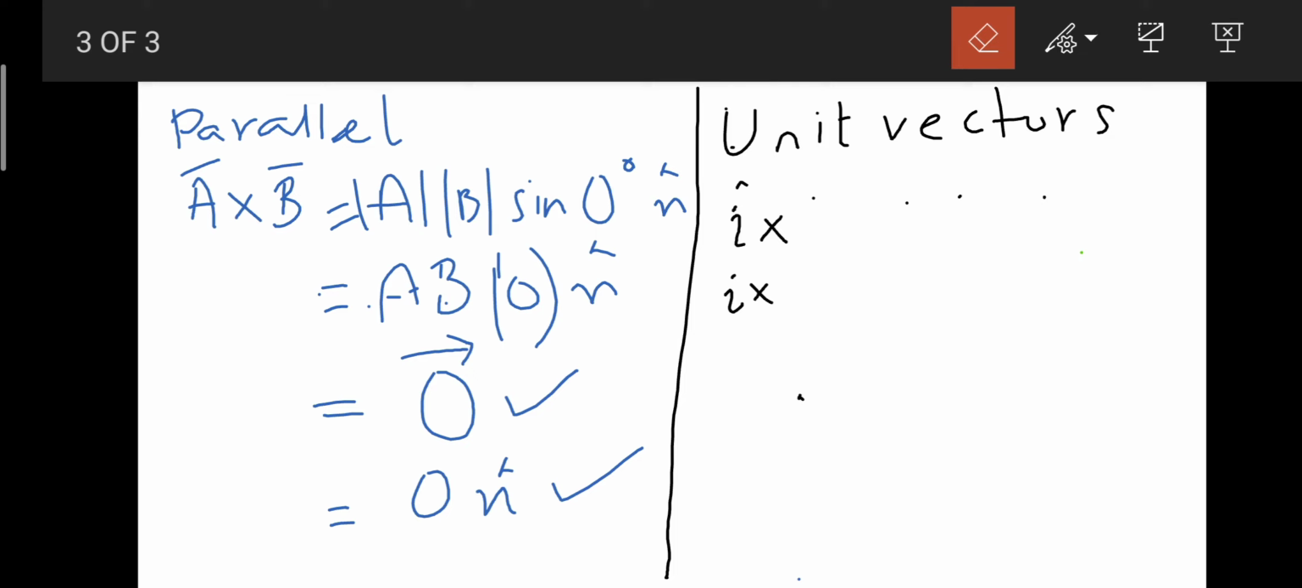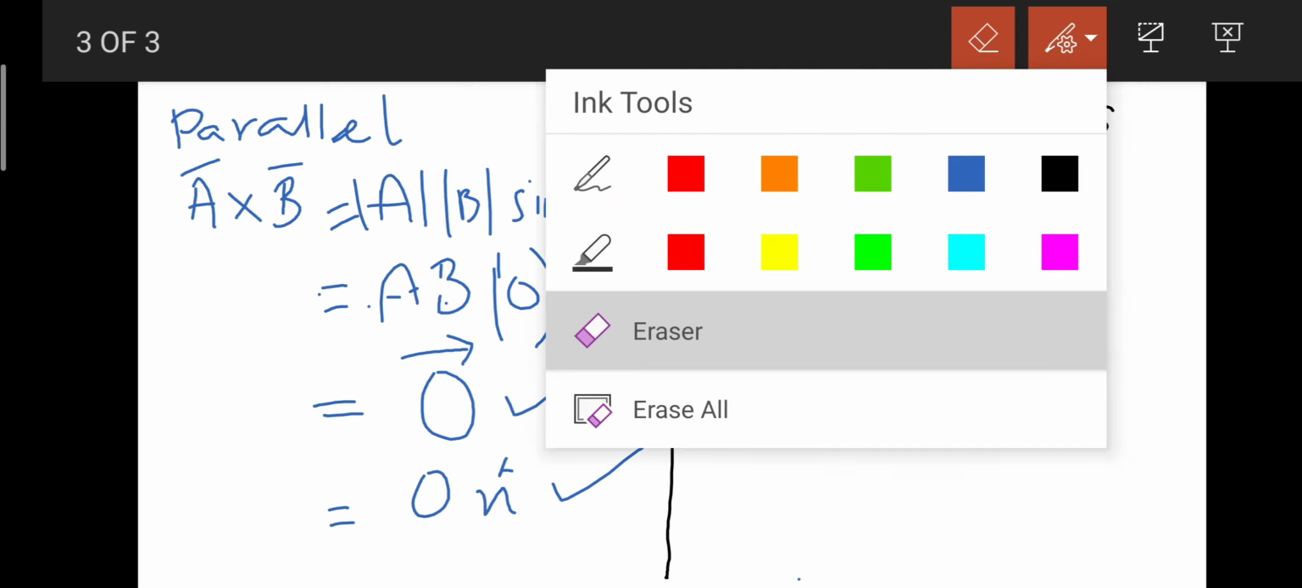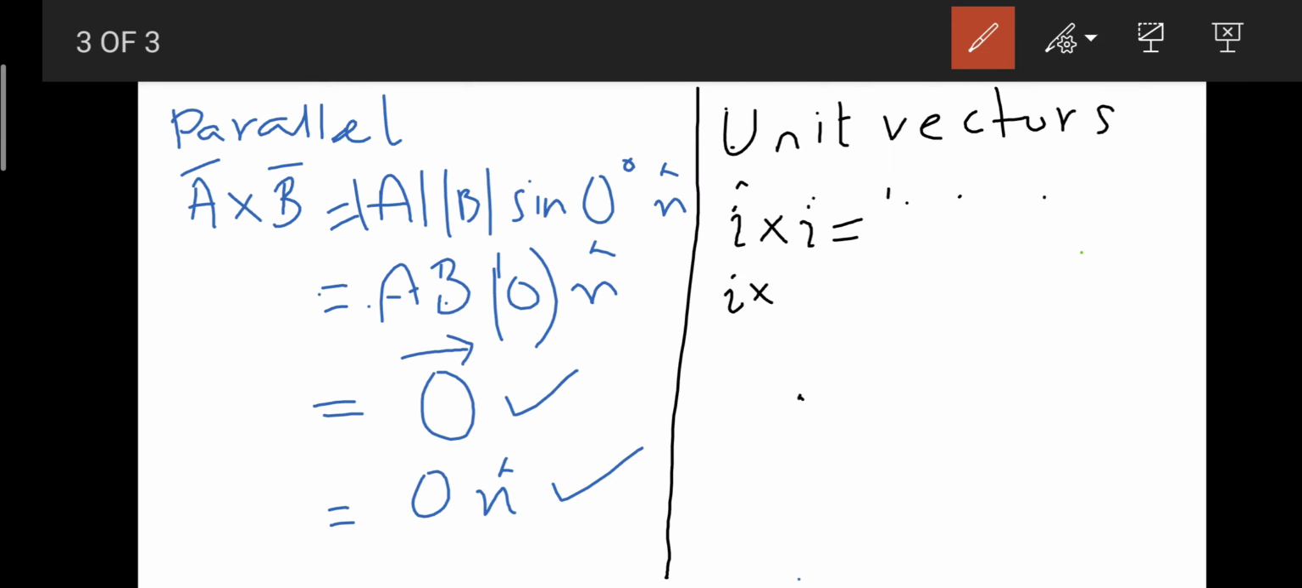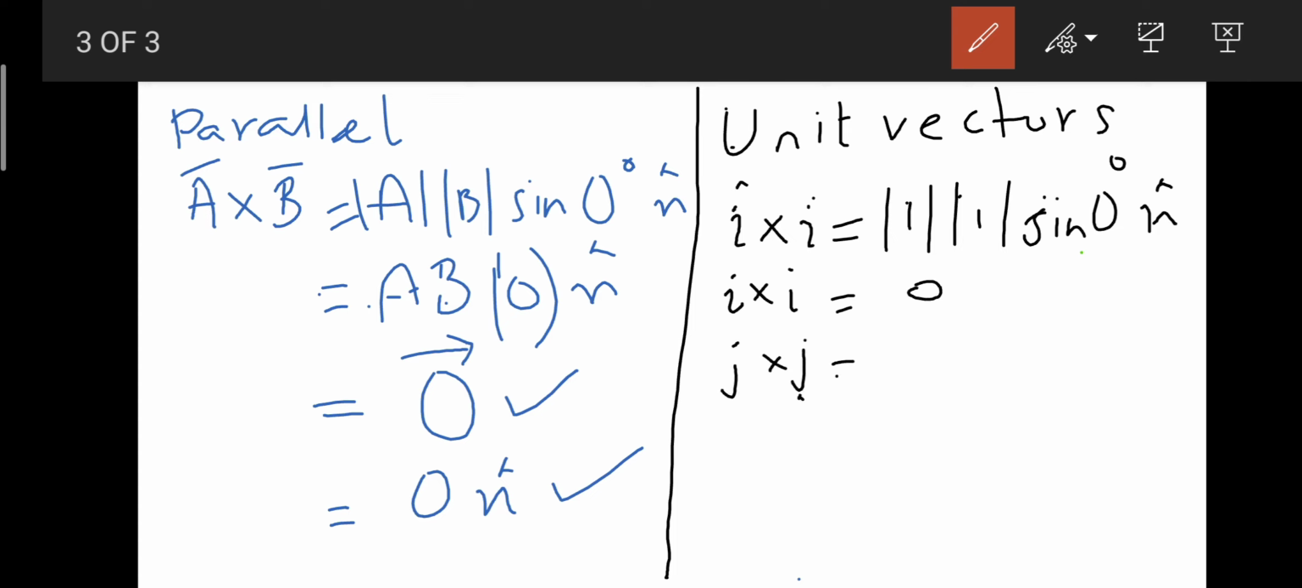So the product between i and i unit vector would be equal to the magnitude of i, which is 1, the magnitude of i, which is 1, and sine of 0 degree, right? Along with that, we have the n unit vector, which describes its direction. So i cross i comes out to be 0. Similarly, j cross j is also equal to 0, and k cross k is also equal to 0. So in the case of unit vectors or parallel vectors, we receive null vectors, and that's how we represent the null vectors.